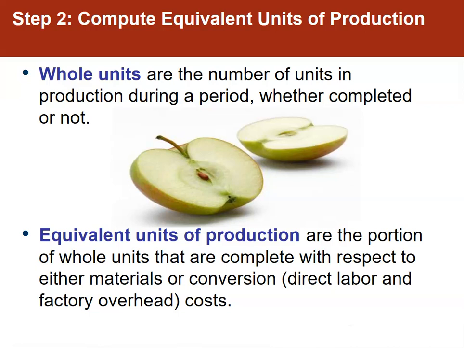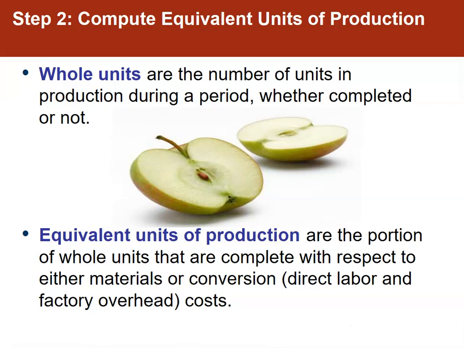All right, so moving on to step two of the cost production report process. Step two says we're going to compute equivalent units of production. We've got some terminology here that we need to be careful with. We've got a definition for whole units here, and it says whole units are the number of units in production during a period, whether completed or not.